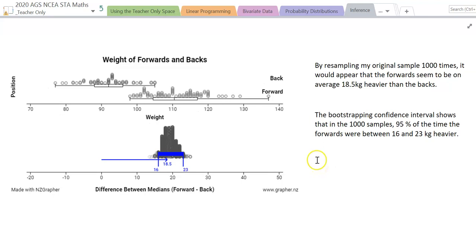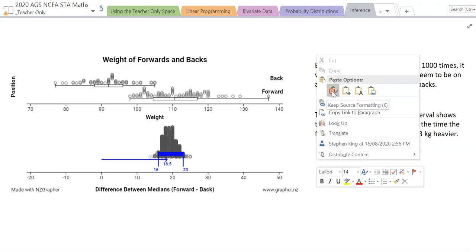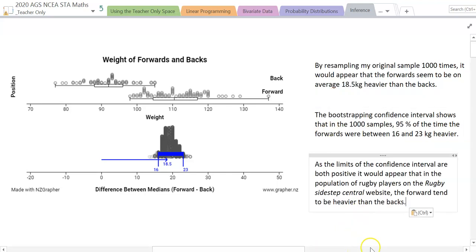Now, having got that down, I'm now going to refer back to that hypothesis that I gave a little bit earlier. As the limits of the confidence interval, so these numbers here, are both positive, it would appear, again, I'm using rather vague language, it would appear that in the population of rugby players on the Rugby Side Central website, the forwards tend to be heavier than the backs. So I'm no longer talking about my sample now. I've said from this sample, I think that in the population of those rugby players, that the forwards tend to be heavier than the backs.